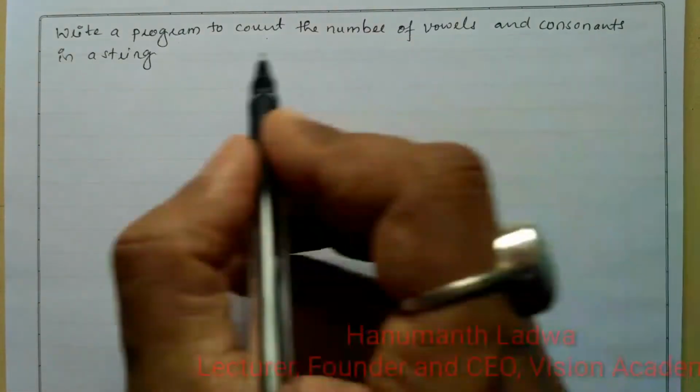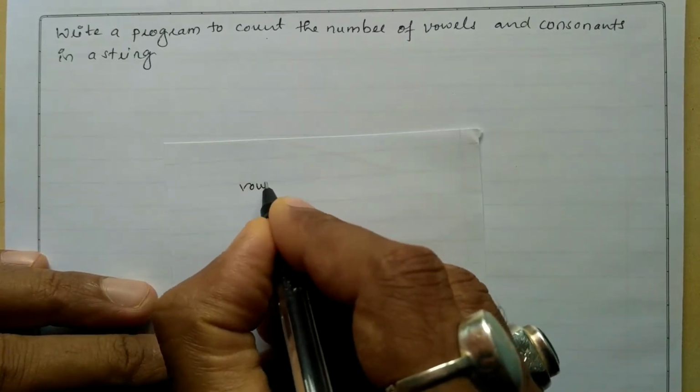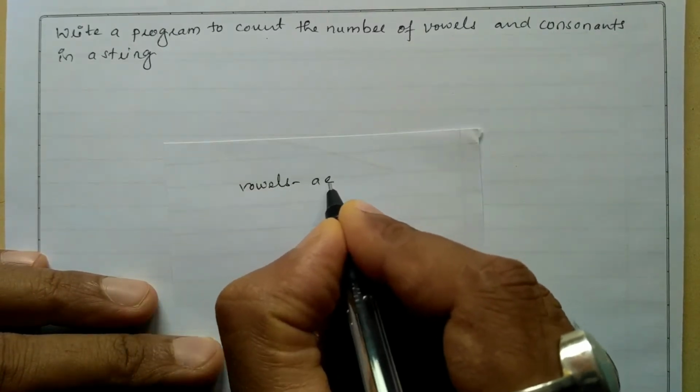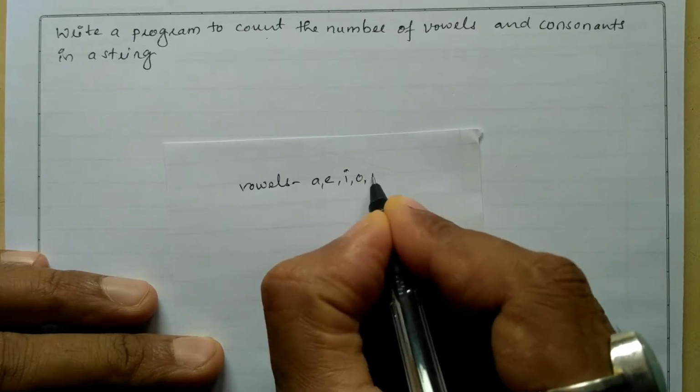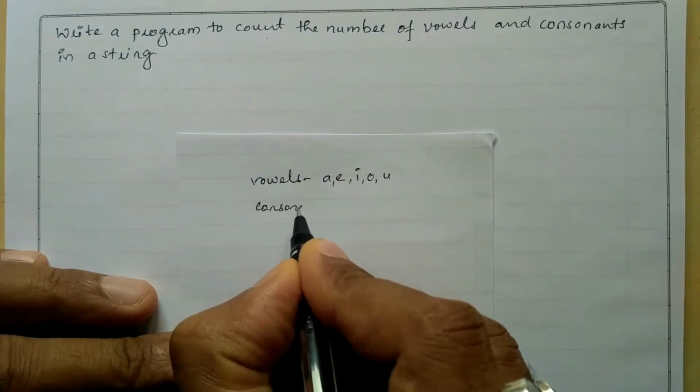In this video we are going to write a program to count the number of vowels and consonants in a string. So here vowels are A, E, I, O and U, and the remaining alphabets are called consonants.